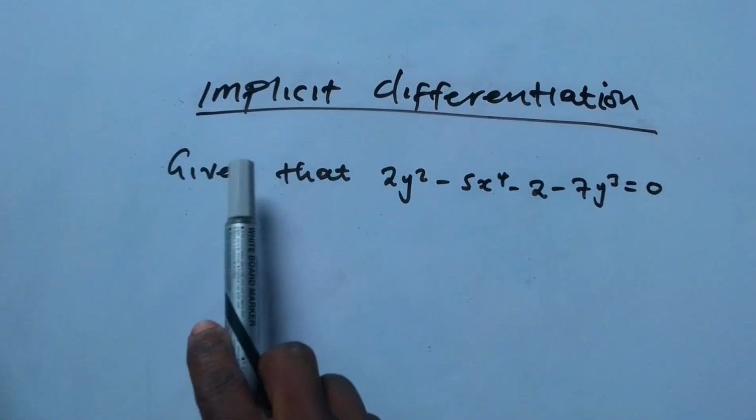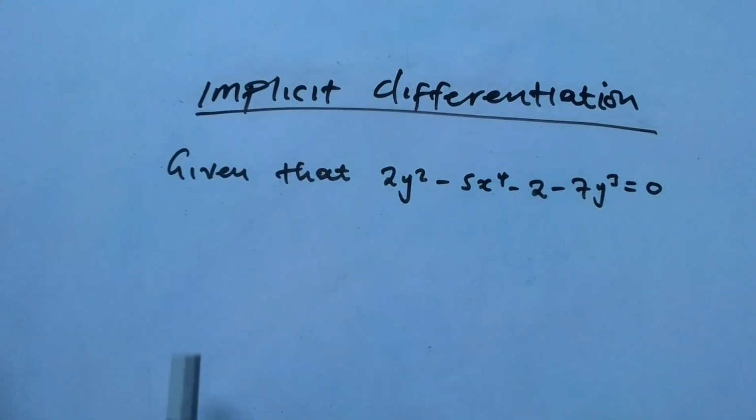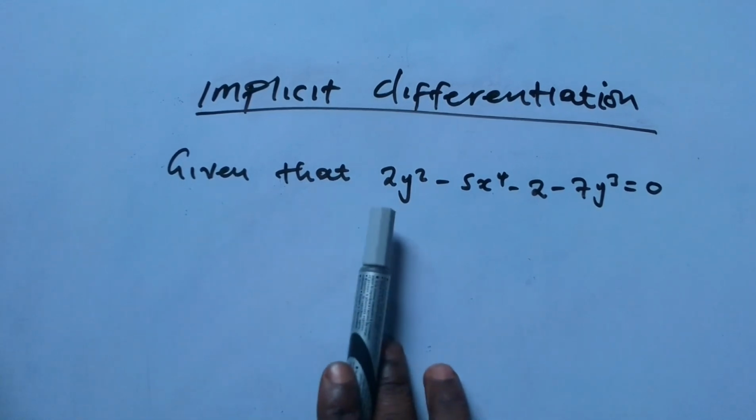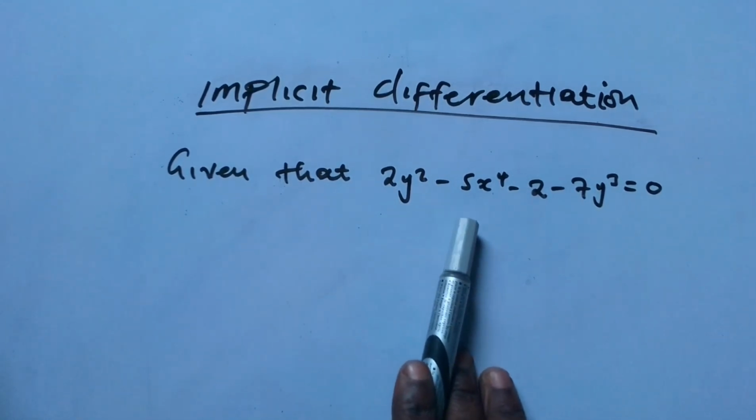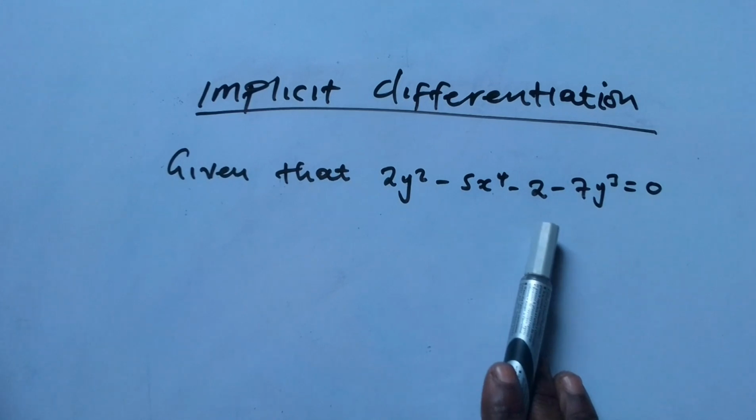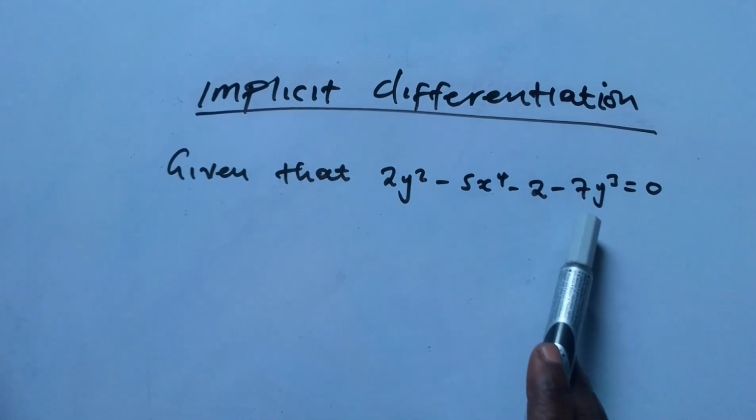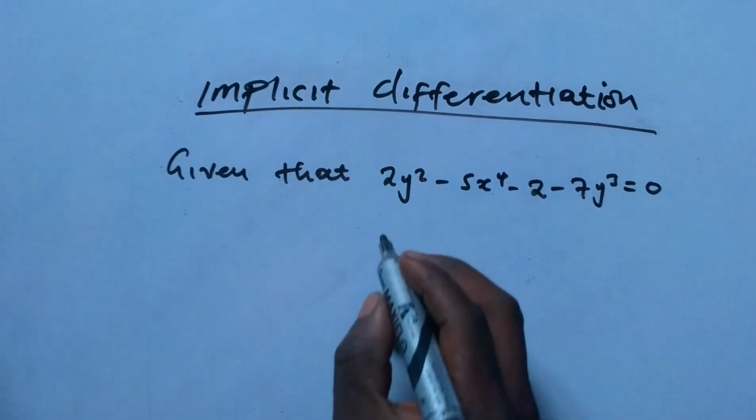Welcome back. Today we are looking at implicit differentiation. We are given this question: given that 2y squared minus 5x to the power 4 minus 2 minus 7y cubed equals 0. So let's get started with the solution.